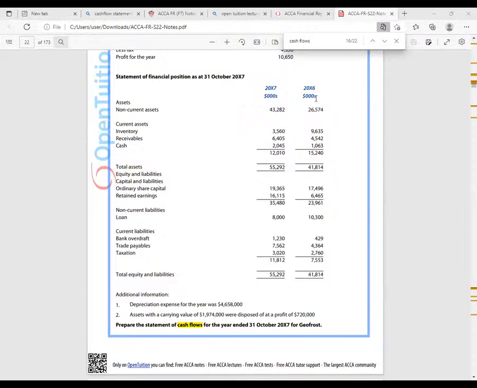Yeah, the cash flow figure. Cash flow from operating activities is 19158. Thank you so much. This 19158 seems to be the correct one.